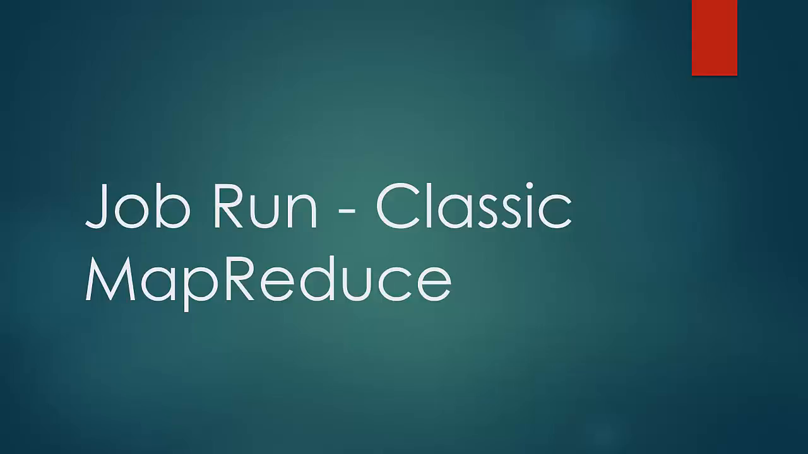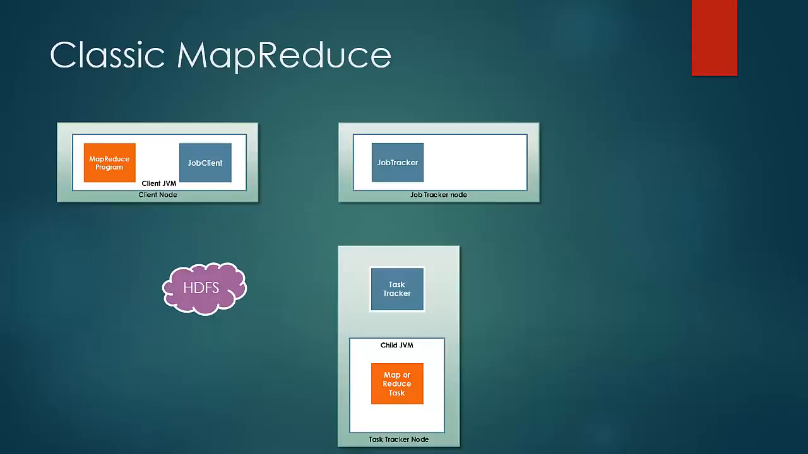In this lesson, we will deep dive on how job execution is carried out in classic MapReduce. So we return back to our diagram which we left in the last lesson. As soon as the last line, that is job.waitForCompletion, executes, it triggers the job client to start the job submission process. As the first step, job client connects to job tracker and asks for a new job ID.